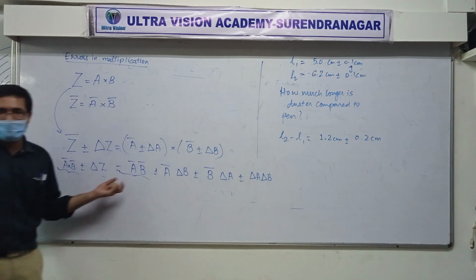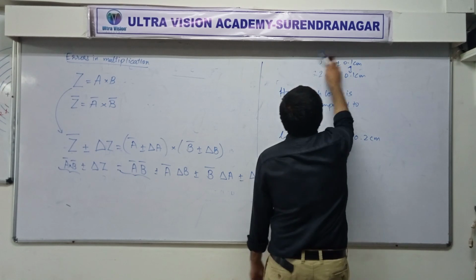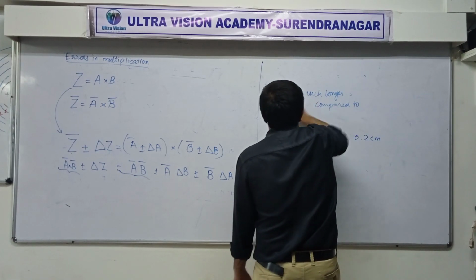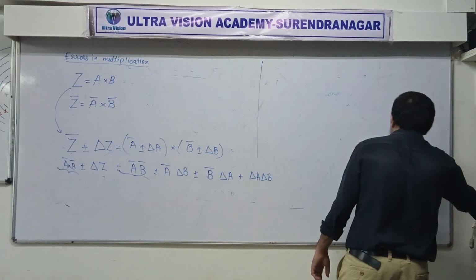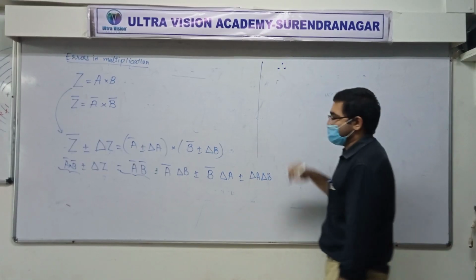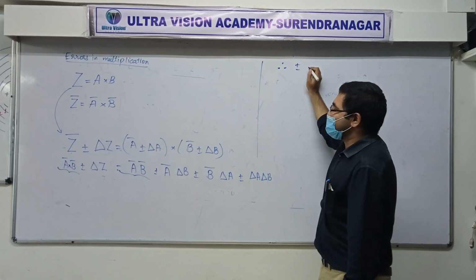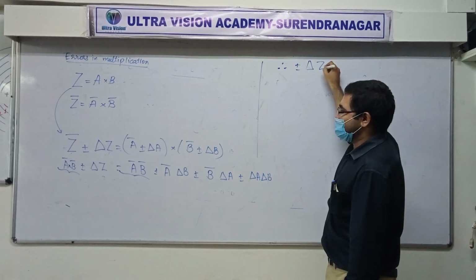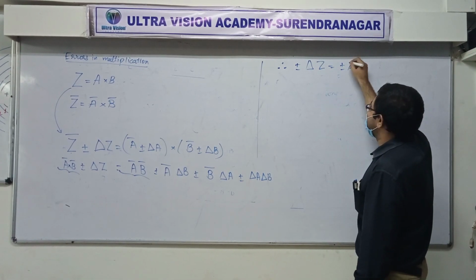This will get cancelled and we will have to proceed to the next step. So, what will be the next step? What should I write? Come on, you tell me. Plus or minus delta z equal to plus or minus omega delta p.